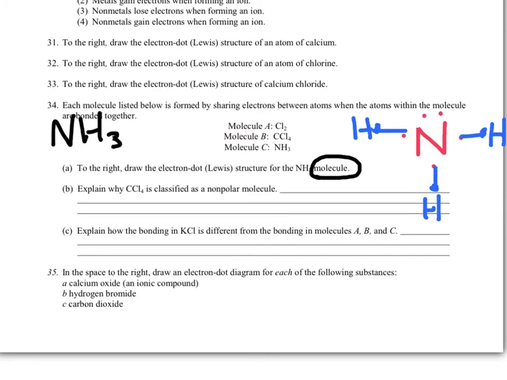Question number 34b asks why carbon tetrachloride is a nonpolar molecule. Now this will not be on the test, though we'll review it now. Nonpolar molecules are a result of symmetrical or even charge distribution.